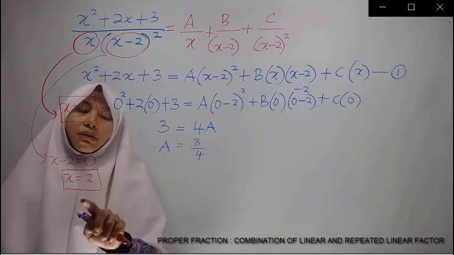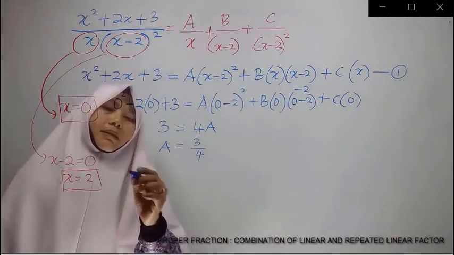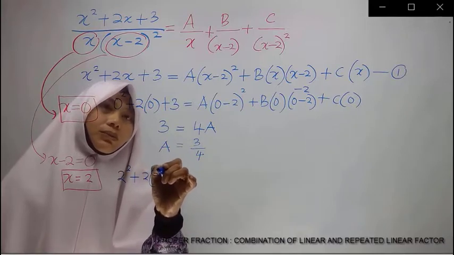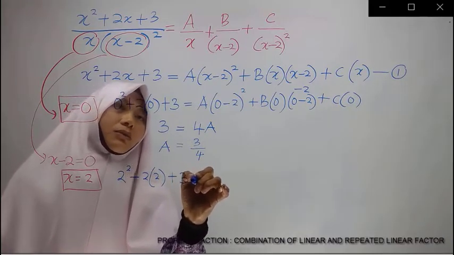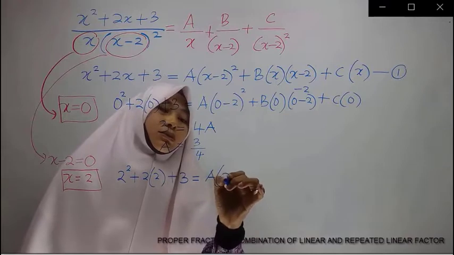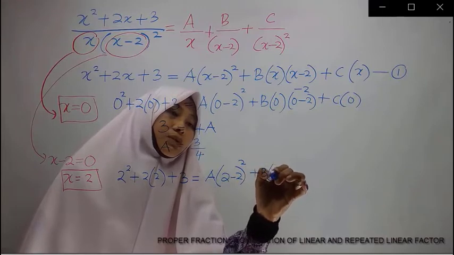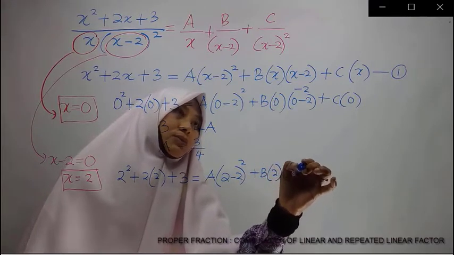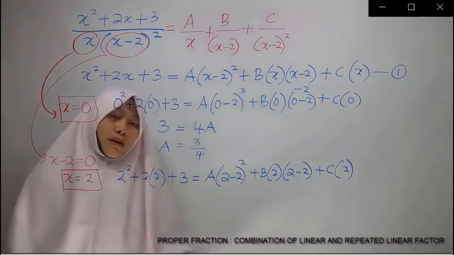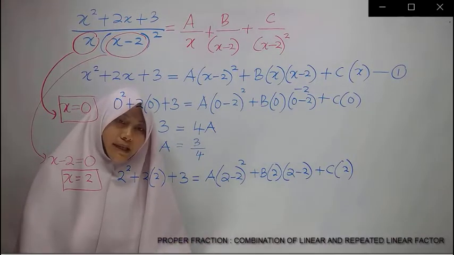Now, substitute x equals 2 into equation 1. So 2 squared here plus 2 times 2 plus 3 equals A times (2 minus 2) squared plus B times 2 times (2 minus 2) plus C times 2. Now, just do some calculation. So here we get 4 plus 4 plus 3, so we get 11 here.